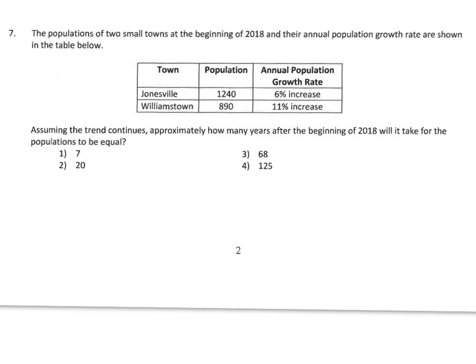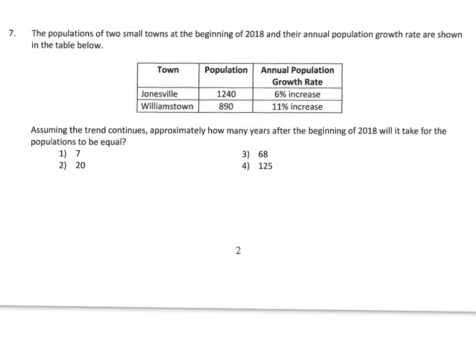Number 7, the population of two small towns at the beginning of 2018 and their annual population growth rates are shown in the table below. All right, assuming the trend continues, approximately how many years after the beginning of 2018 will it take for the populations to be equal? Okay, so if this is their annual growth rate, we can just use the basic exponential growth formula.